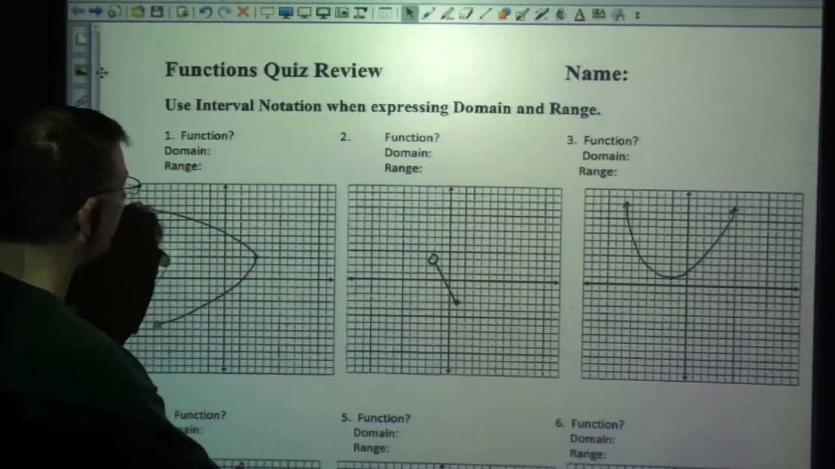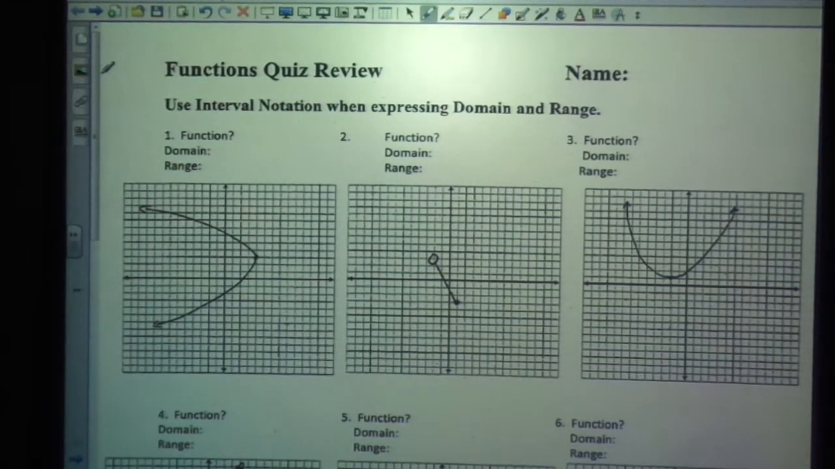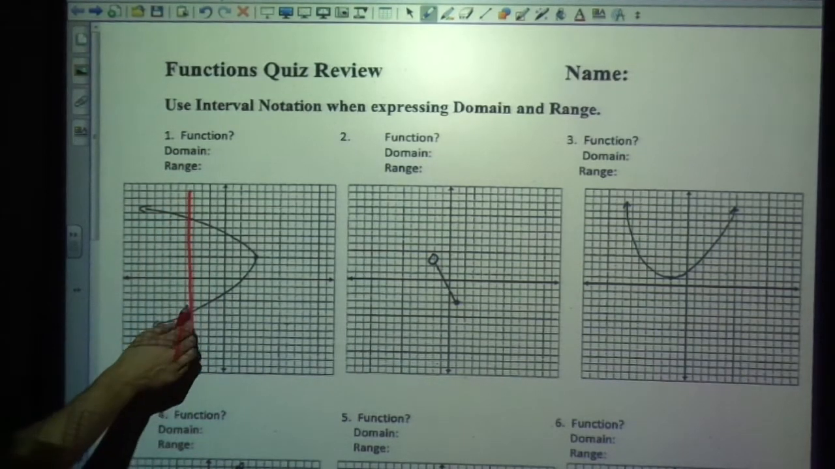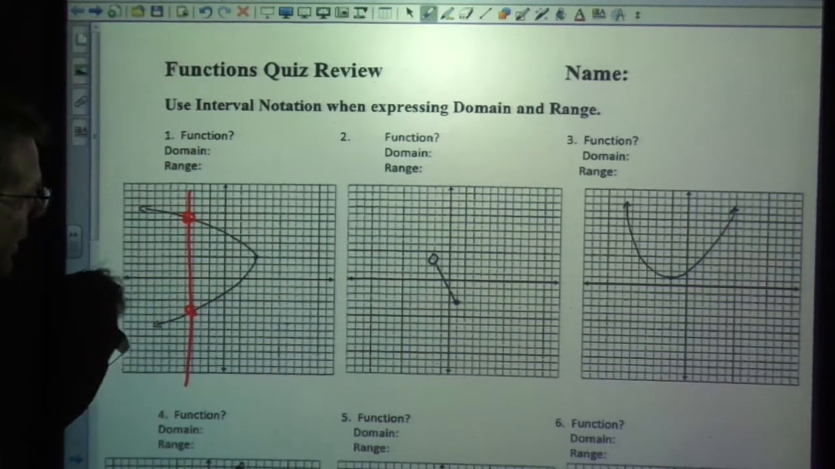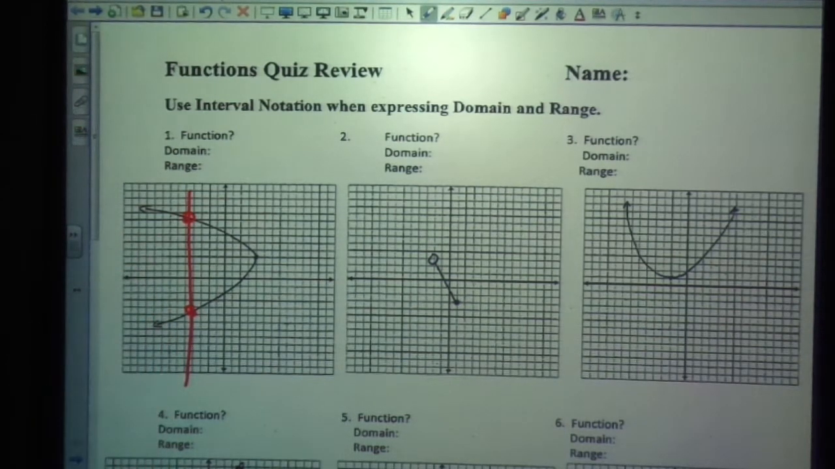So for problem number 1, first question, is it a function? I'm looking to see, does each x value have only one y value? And I can use the vertical line test to see, is there a place where this x value hits two different y values? That's happening here. This x has two different y's, so this is not a function. That's one point. The domain, we're looking at all the possible x values.